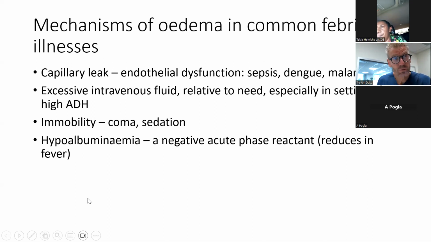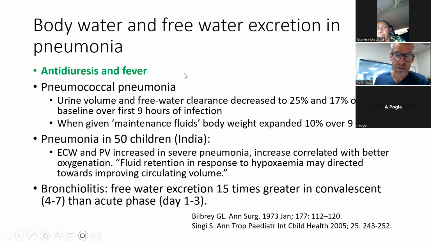So when you're looking after a child, you need to think about what the reasons are why dehydration might occur in this child, and what the reasons are why edema might occur in this child. Okay. I wanted to say something about this idea of antidiuretic hormone and how our body handles water in pneumonia particularly, because there's quite a bit of evidence of this.